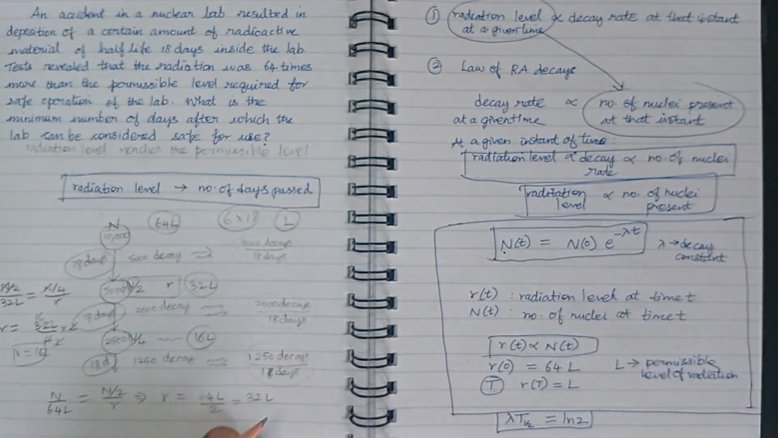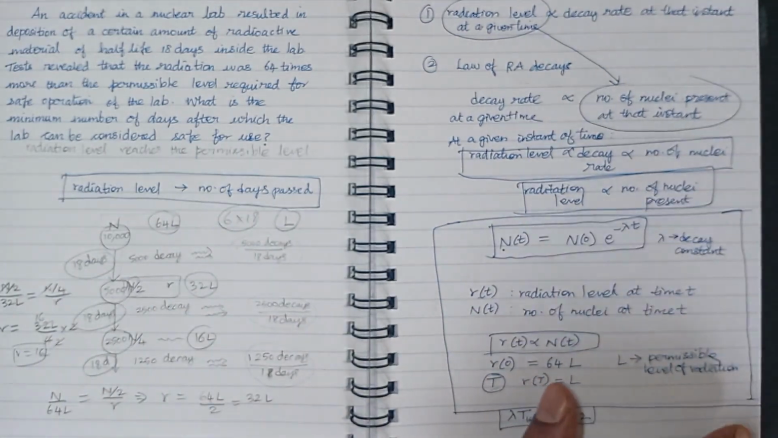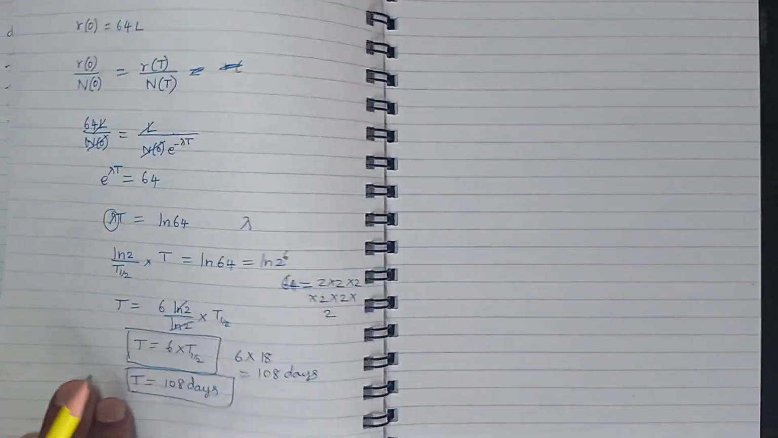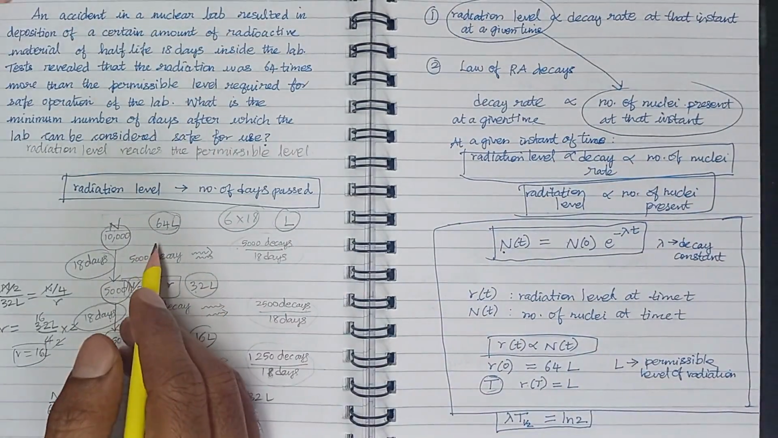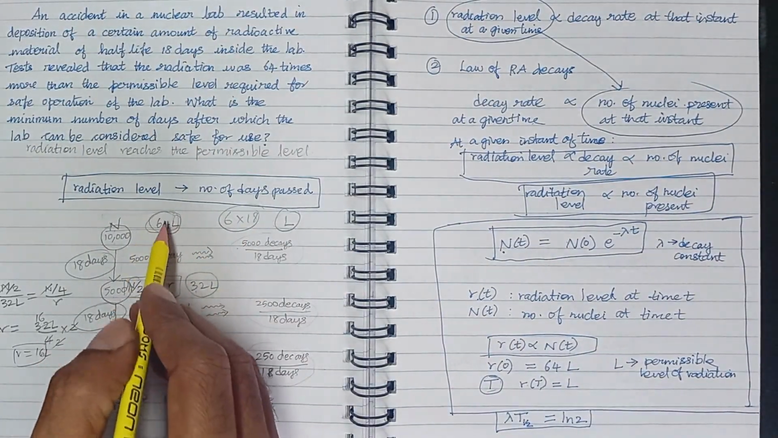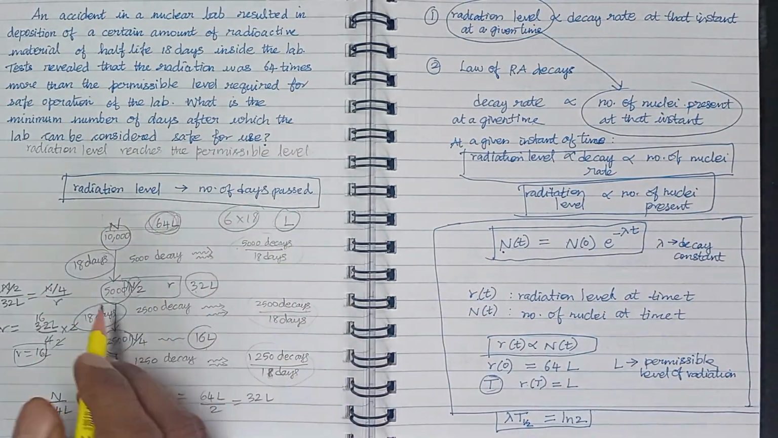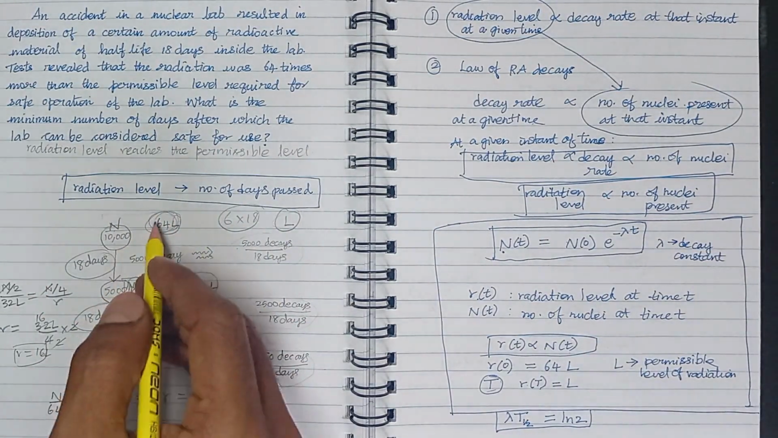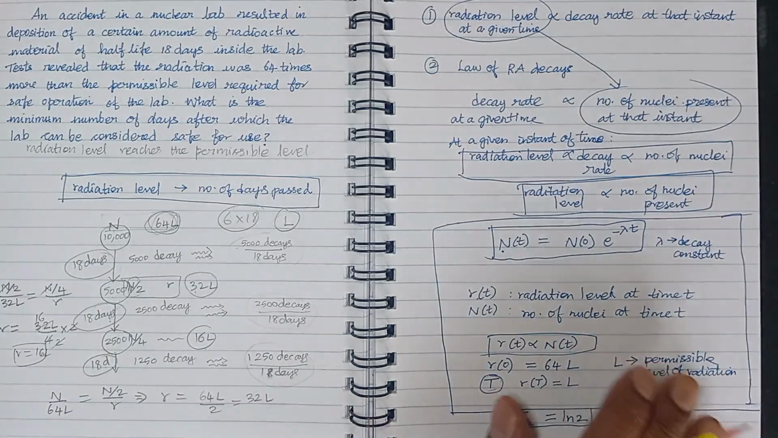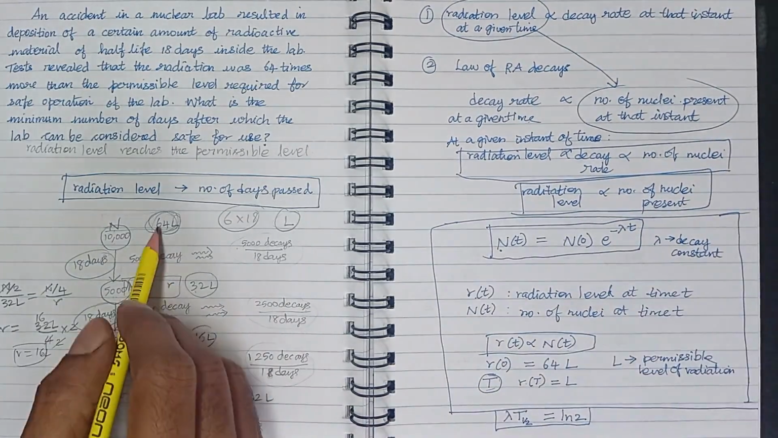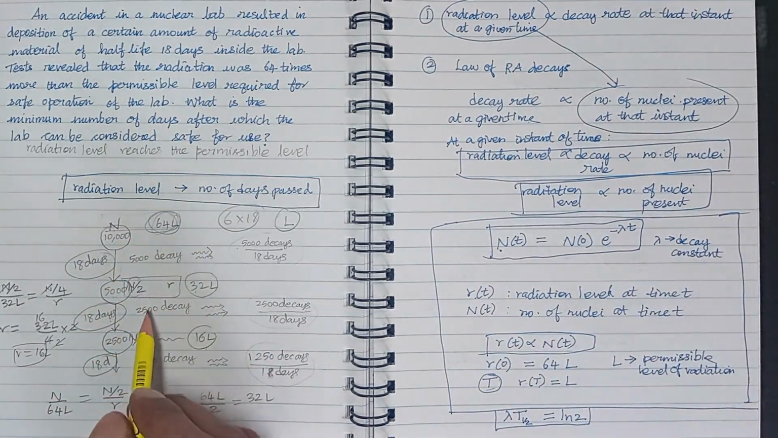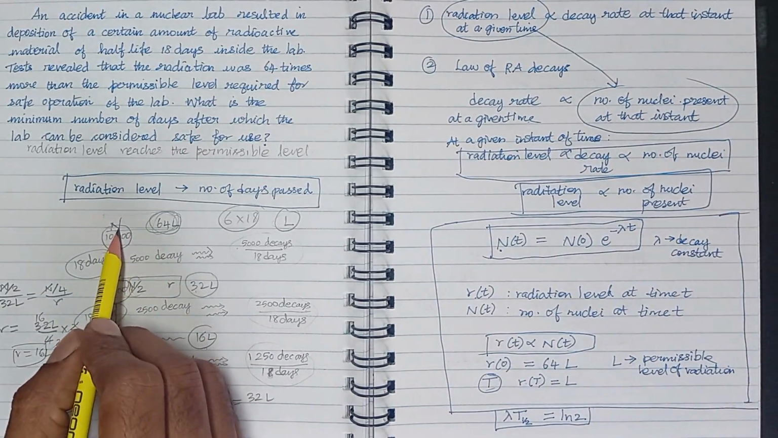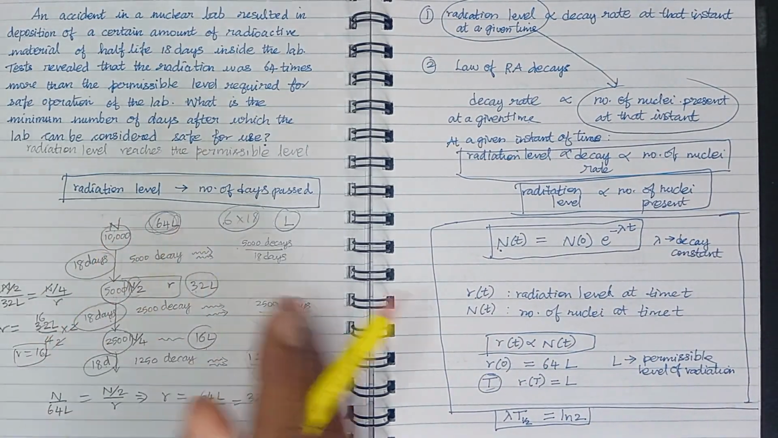So that is also another way, but the earlier is a better way because it doesn't depend on the initial level. Suppose instead of 64L it is a very high value, then it will be a very tedious process to continue this iteration. So the first is a much better approach, but I just want to highlight the relationship between the number of nuclei and the radiation level.